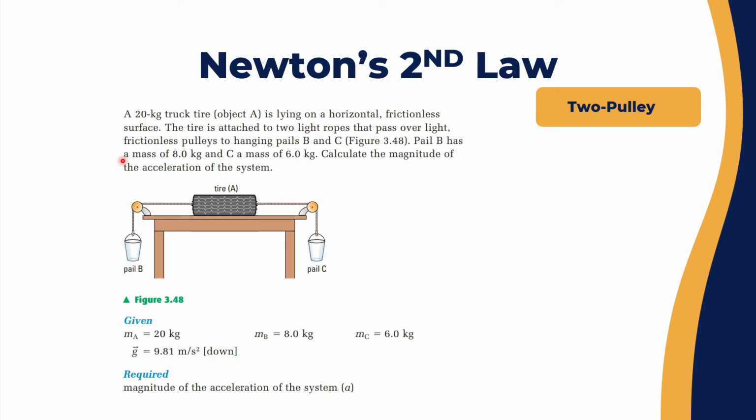Pail B has a mass of 8 kilograms, C has a mass of 6 kilograms. Find the magnitude of the acceleration of this system. You don't care about direction, you need to find the magnitude of acceleration. You have MA 20, MB 8 kilograms, MC 6 kilograms, and you have G 9.8 meters per second squared down. Find A as a magnitude regardless of direction. That makes life easier for you.